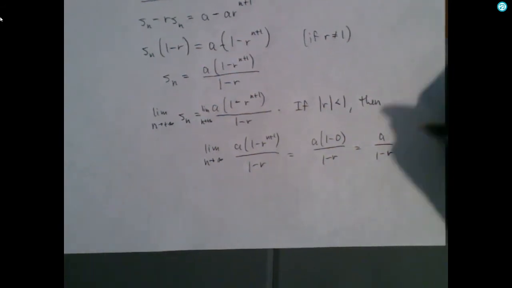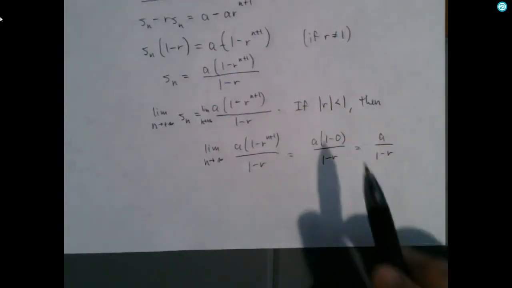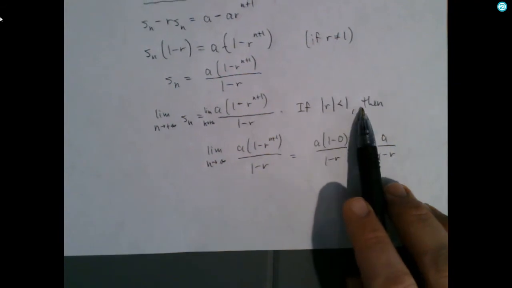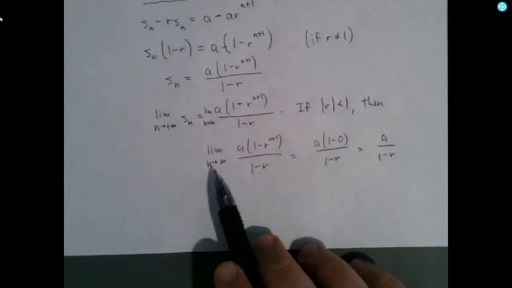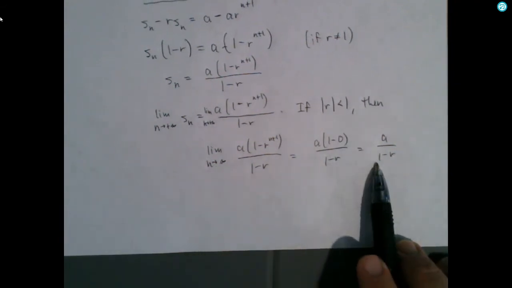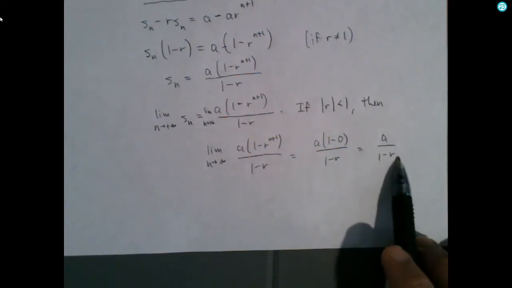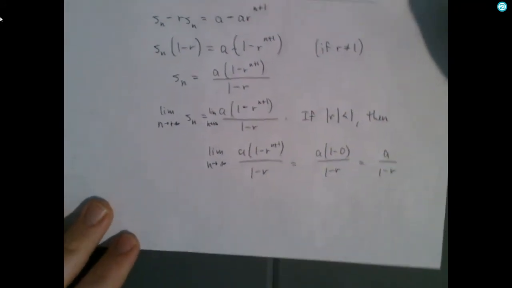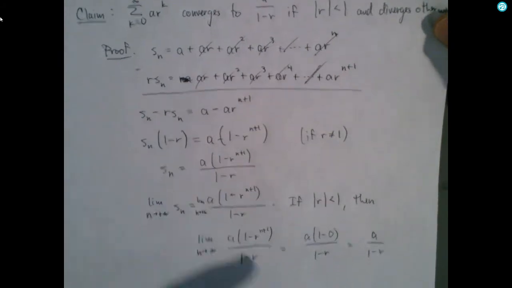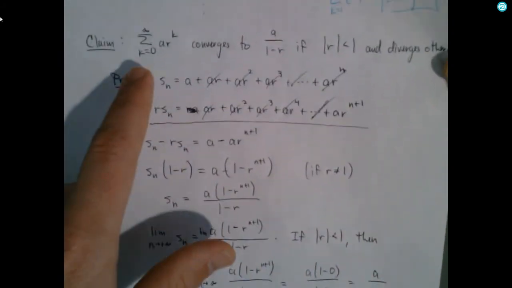So there you go, we've proven it. If the absolute value of r is less than 1, then the limit exists, it's finite, and this is the limit. So if the absolute value of r is less than 1, then the series converges to a over 1 minus r.